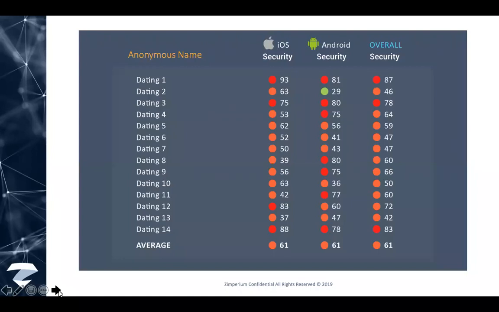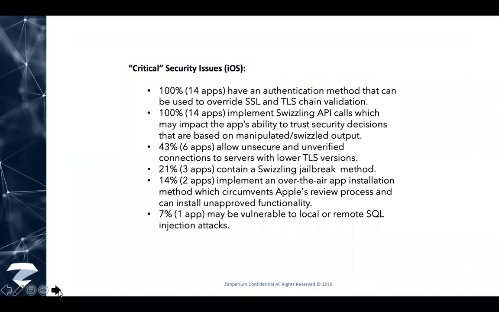Now, I mentioned that there was the iOS app with the 93 and the Android app with an 81. You guys can see that dating app provider number 1, we definitely need to talk to, because that is a poster child. Now you go down to number 3, you see that they also failed. You look at number 14, they failed both. So there's some work to be done here.